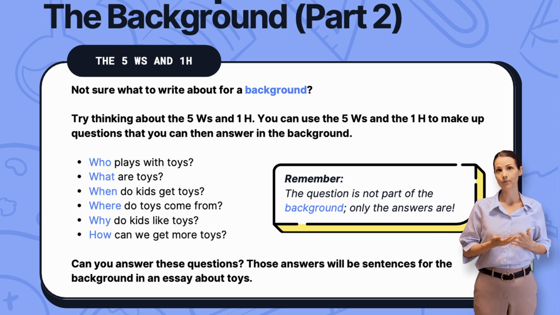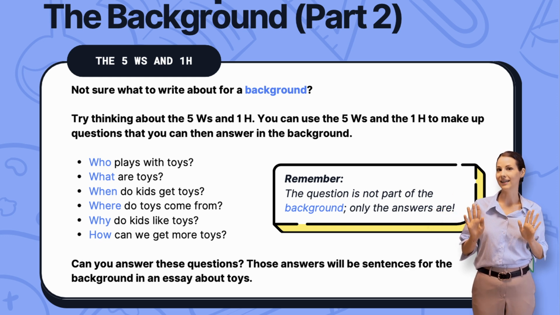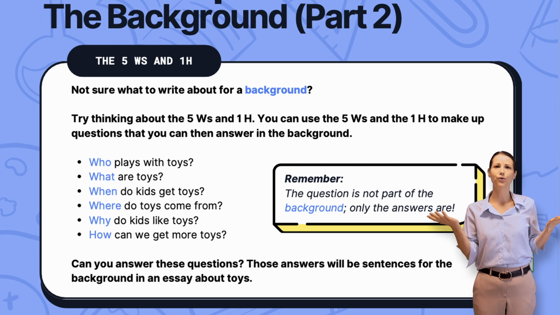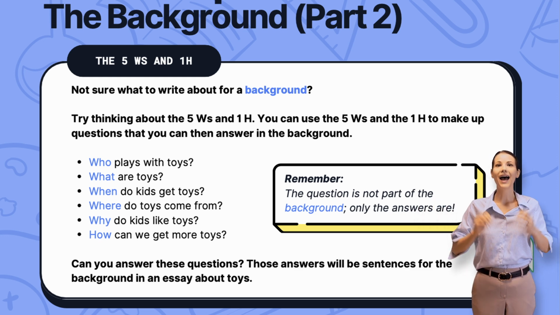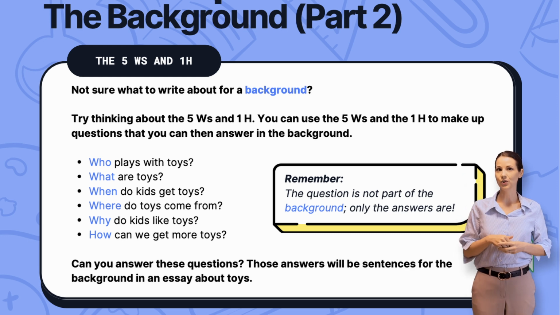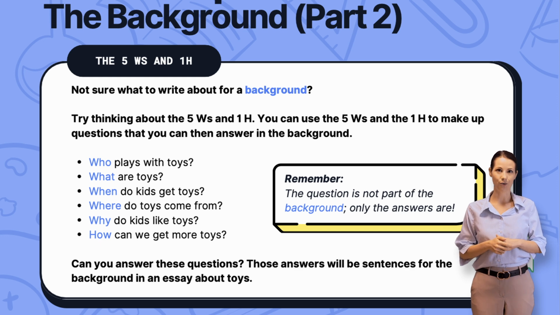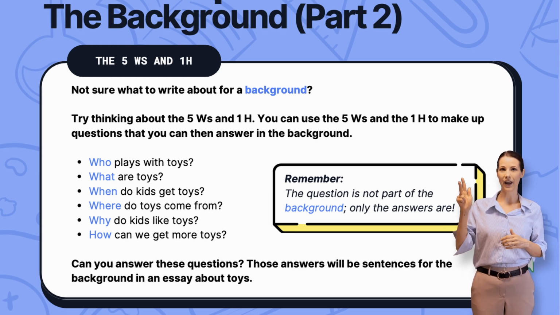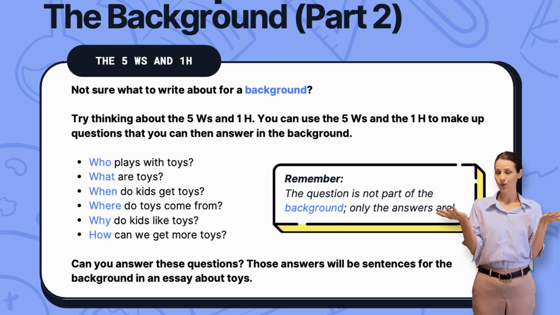For example, I could say, "Who plays with toys?" Or, "What are toys?" "When do kids get toys?" "Where do toys come from?" "Why do kids like toys?" Or, "How can we get more toys?" Do you notice how there's 5 questions that start with a W and 1 that starts with H? These are the 5 W's and 1 H question words. Who, what, when, where, why, and how. Can you answer these questions?